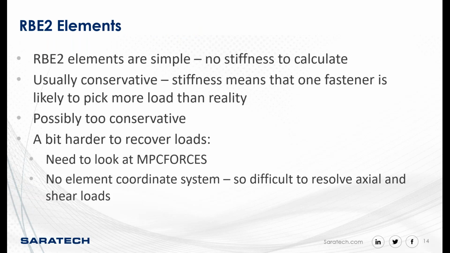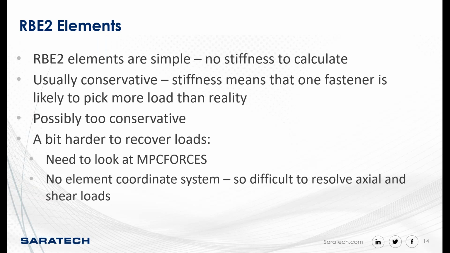So if we're going to use RBE2 elements, rigid elements, they're very simple. There's no stiffness to calculate. And it's usually fairly conservative to do this because the fact that everything essentially has an infinite stiffness means that one fastener is likely to pick up more load than it would in reality. Because you don't have that compliance in there, basically the first fastener that sees the load is going to try and grab it all. But this is possibly too conservative.